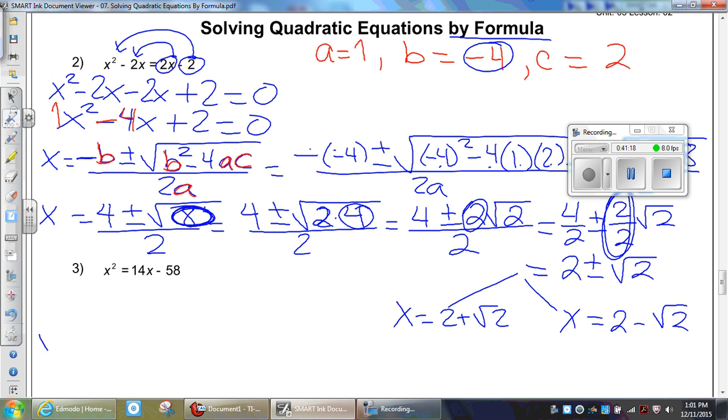And another interesting fact about irrational zeros is that they always come in pairs, just like imaginary numbers do. So irrational, they also come in conjugate pairs.